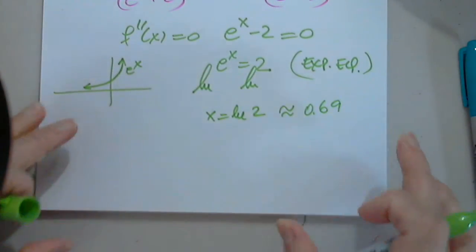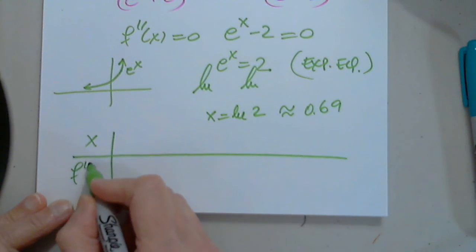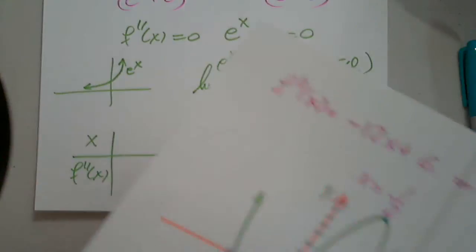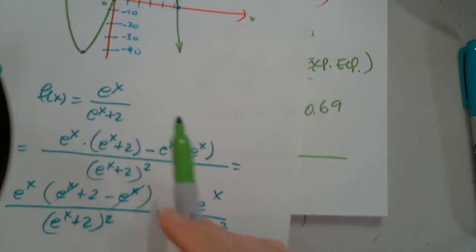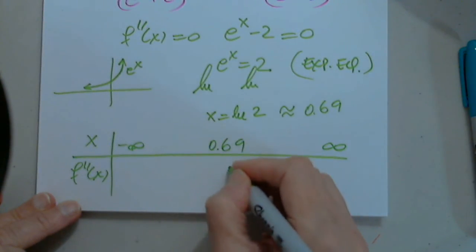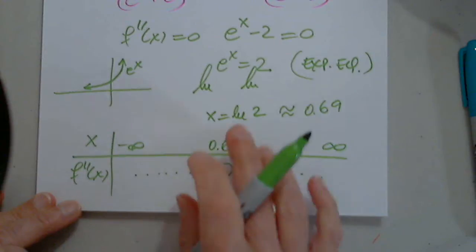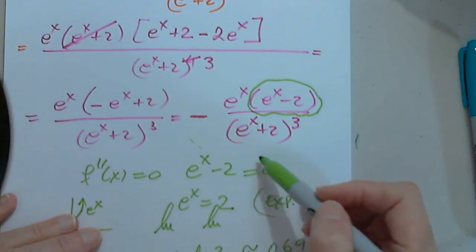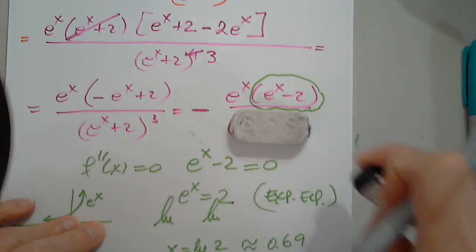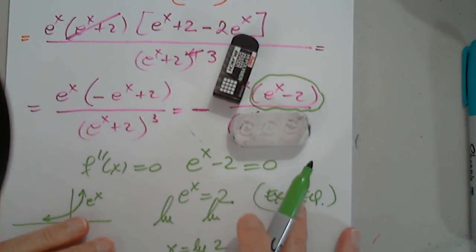So all I need to do now is look at the second derivative. And this function has absolutely no restrictions. This is always positive, never zero. So it's from negative infinity to infinity. And 0.69, and this is 0. I have to study the sign here and the sign here. Of what? Of this. But not this. And definitely not this. They're positive. I'm not going to even bother. I'm not going to even look at them.